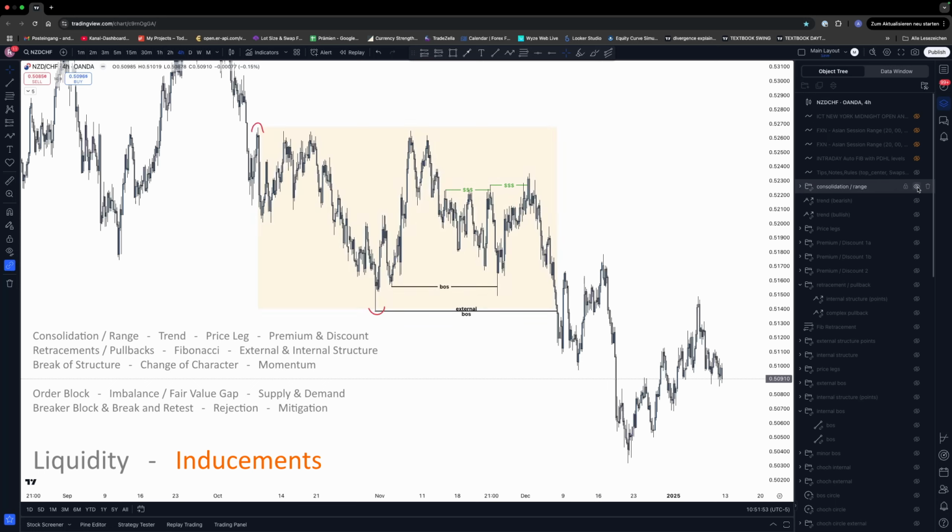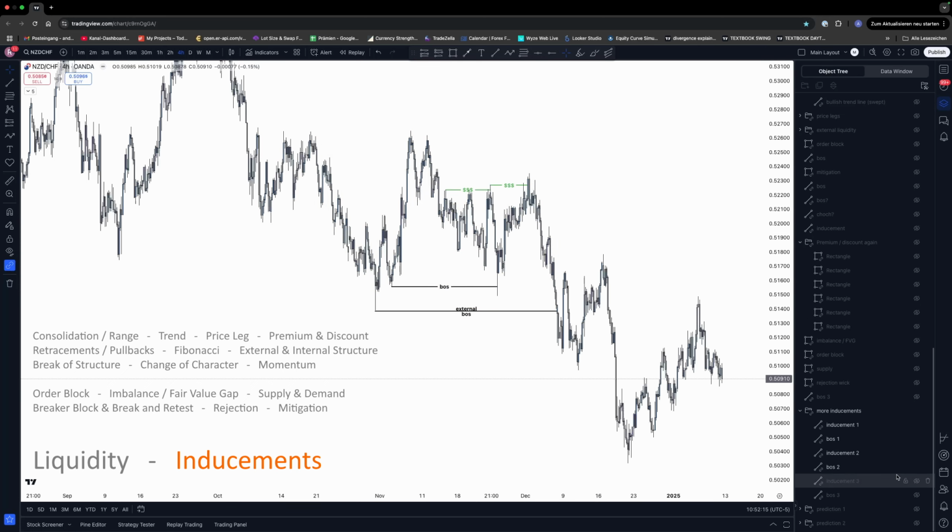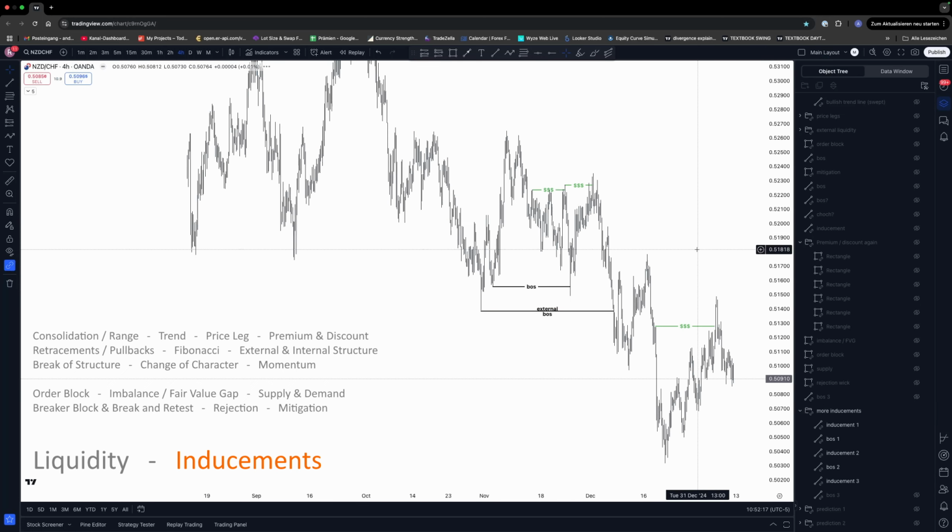Remember how we began here? And this was basically the initiation of this bearish trend. And coming to our last example, we have another inducement right here.